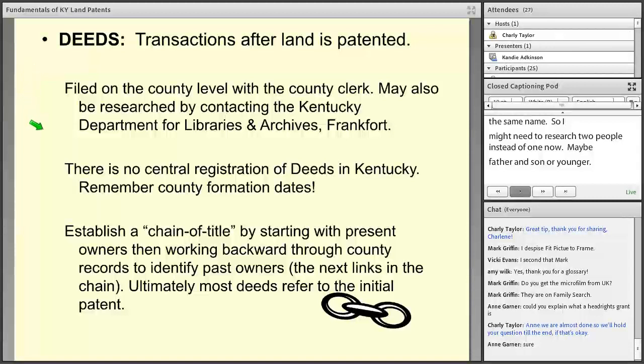There is no central registration of deeds in Kentucky, but please remember your formation dates. Start with your present owners and work backward through the county records to identify past owners to establish this. Then the other way is you can start with your patent and move it forward through the deeds to complete that end of the chain. It can be done. It does take time, but people who have done this have a better understanding about land appropriation, and they might find a different set of names and then realize, oh, that was the daughter who married this fella. So, you can get a family connection that way.